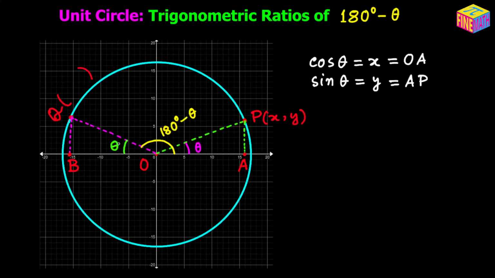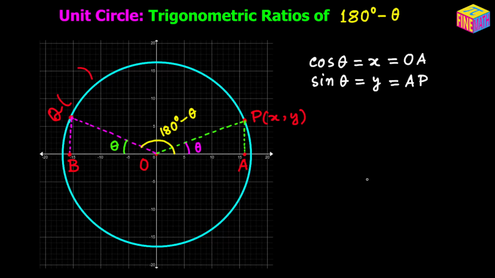Now if you look at the angle 180 degree minus theta, which is the angle QOA or AOQ, then definitely QOB will be equal to theta, because one full straight angle is 180 degree, and if the yellow angle is 180 degree minus theta, then the green angle will definitely be equal to theta, because their sum will be 180 degree, the straight angle, right?